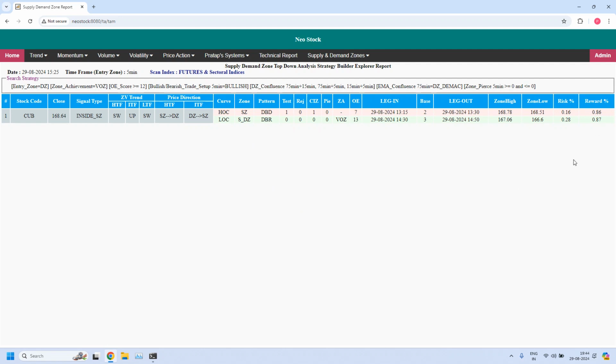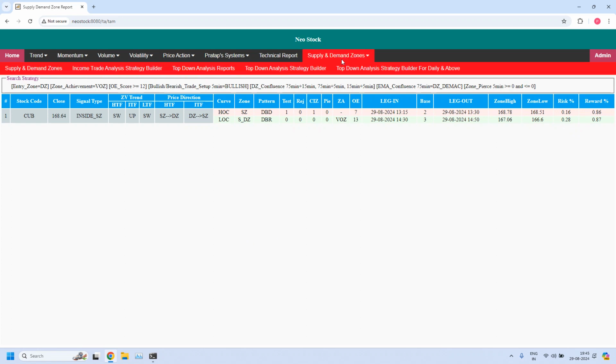RR is also there, close to 1:3. If you fine tune further, this is a type 1 proximal. With a type 2 proximal, you may get more reward. Okay, this is about a bullish trade setup for hourly income trade.